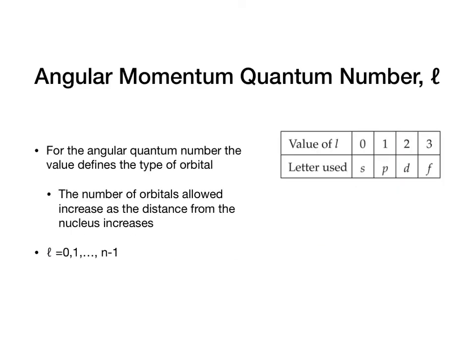And so the next one is the angular momentum quantum number. The angular quantum number defines the type of orbital. As you move away from the nucleus, there are more orbitals. So the number of orbitals allowed increases as the distance from the nucleus increases. So the allowed values for L are 0, 1, all the way up to n minus 1.